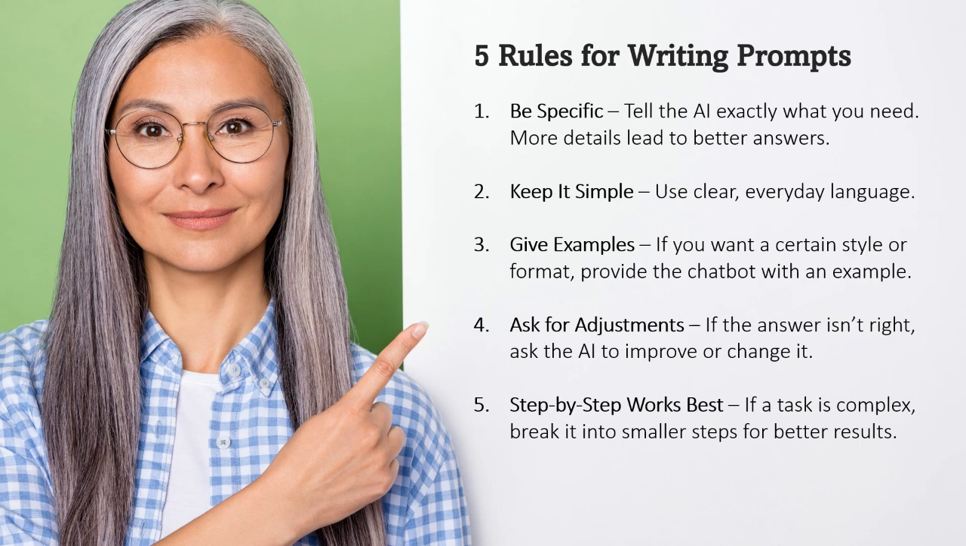Third, give examples. If you want a certain style or format, provide the chatbot with a sample to guide its response. Fourth, ask for adjustments. If the AI's answer isn't quite right, refine your prompt or ask for it to make changes. And finally, step-by-step works best. For complex tasks, breaking things down into smaller requests will improve accuracy and results. By following these general rules of thumb, you can get the most out of AI chatbots and make it a more powerful tool in your daily life.